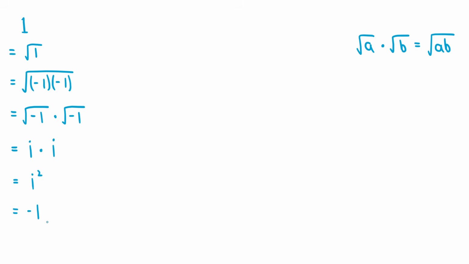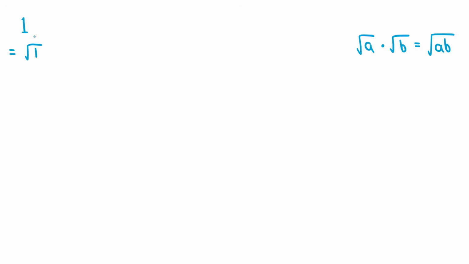1 does not equal -1. That doesn't even make sense. And of course, there's something wrong with this proof, which is kind of the point of this video. Whenever you get a contradiction like 1 equals -1, it means you made a false assumption, or you just did something wrong. So let's go back to the proof to see what went wrong.